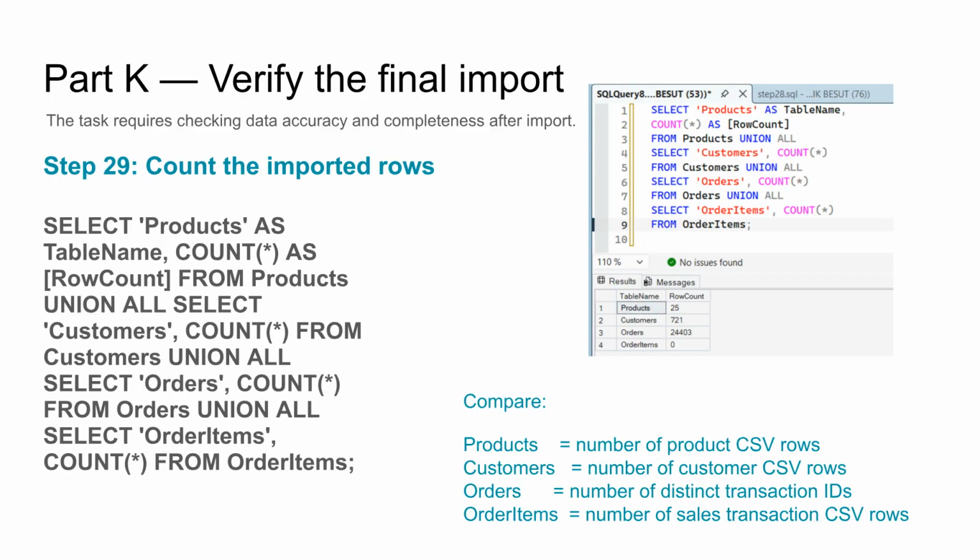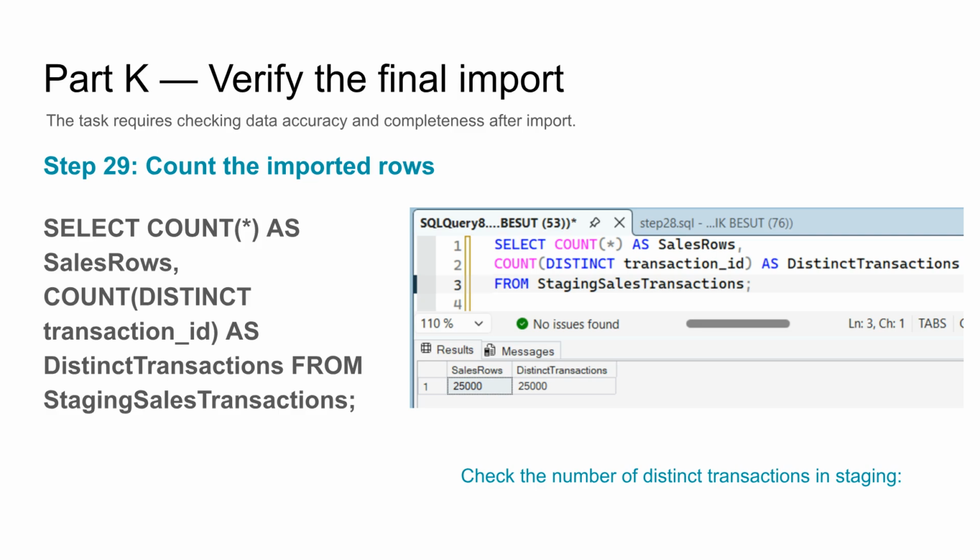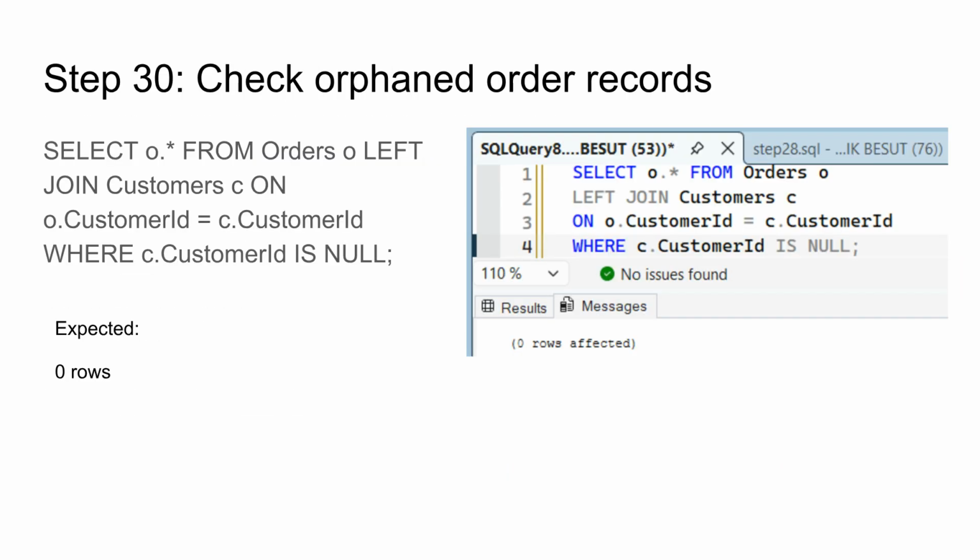Part K starts with step 29, where we verify our data import by counting the rows in each table and comparing them against the original source data totals. Continuing with step 29, we also check the total number of distinct transactions in the staging area to ensure our row counts align correctly. Step 30 checks for orphaned order records. This ensures all orders are properly linked to a customer. An empty result set is expected.